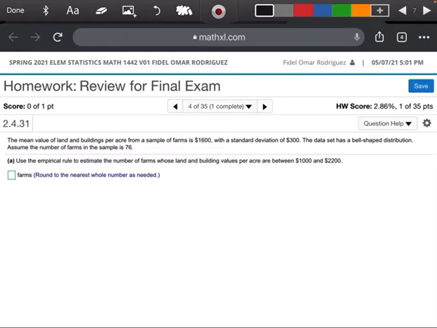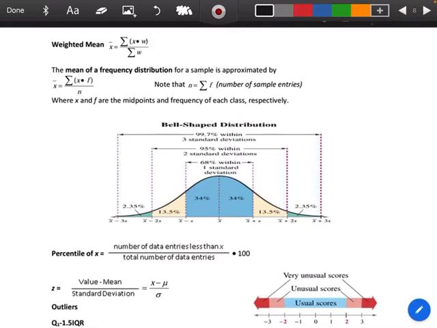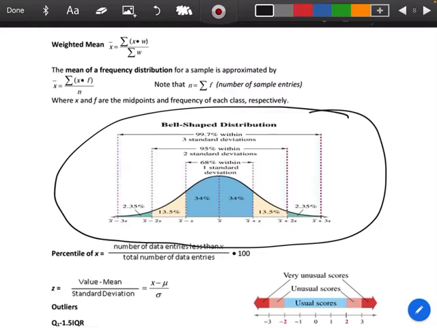It says use the empirical rule to estimate the number of farms whose land and building values per acre are between 1,000 and 2,200. All right, so it's telling me to use the empirical rule. All I did is get my formula sheet for the final exam, and I'm looking at this part right here. This is the empirical rule. This is going to help me do my problem.